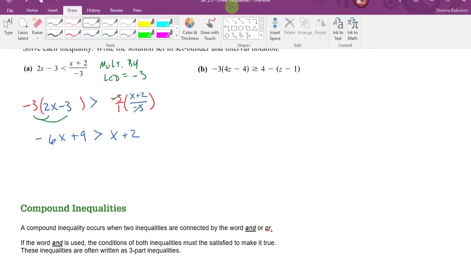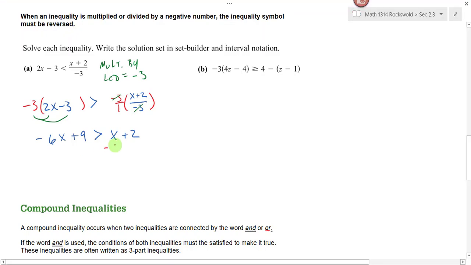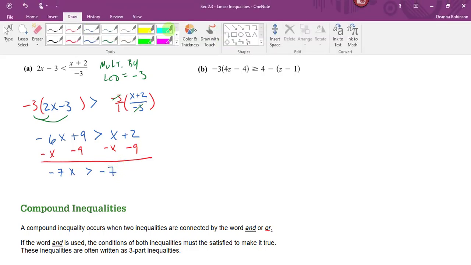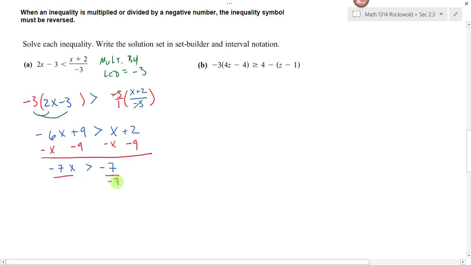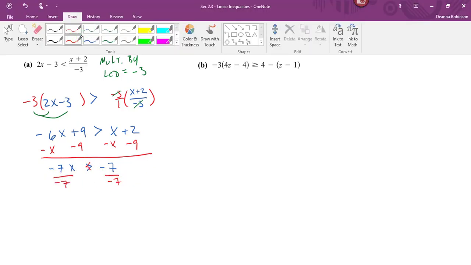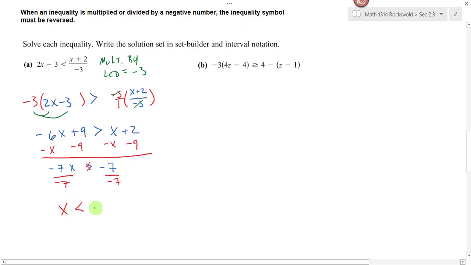I want them on the left, so I'm going to subtract x from both sides to move the x over, and subtract 9 from both sides to move the 9 over. And when I do that, I end up with negative 7x is greater than negative 7. How do I get that x by itself? Divide both sides by negative 7, and that means I've got to flip my inequality. So I end up with, for my solution, x is less than 1.